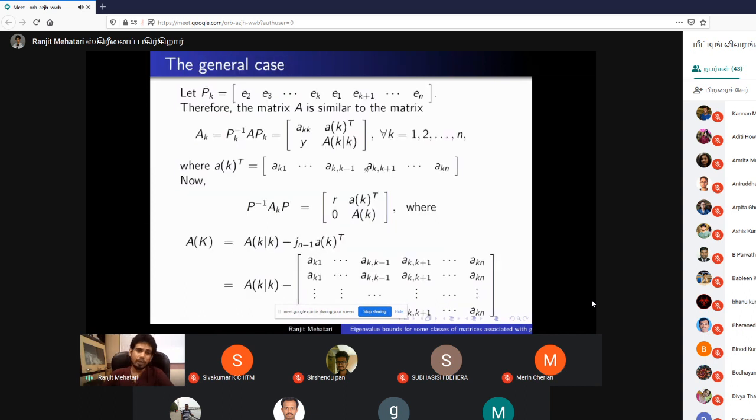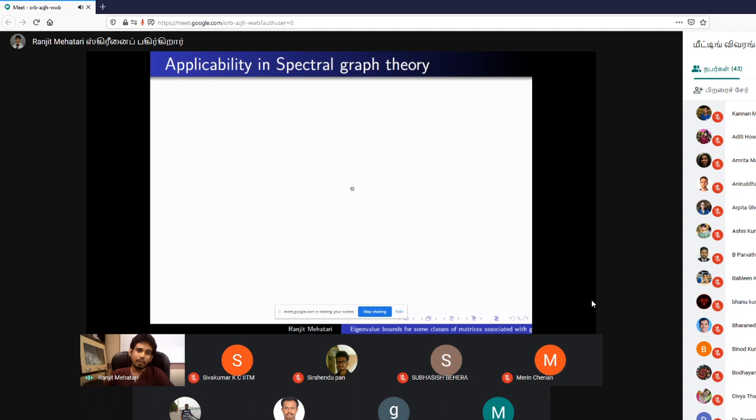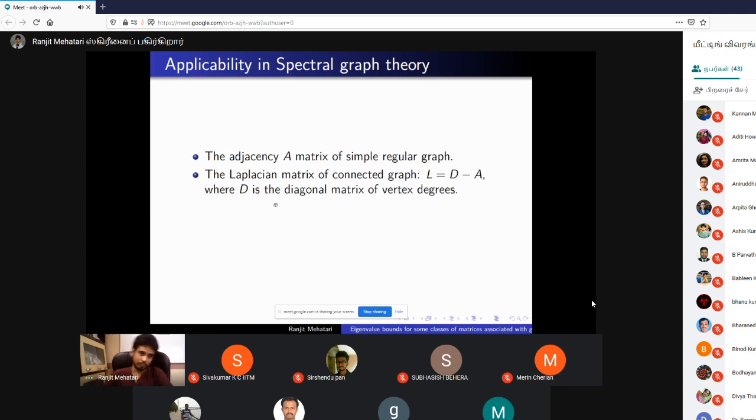So where can we apply these observations? First of all, note that for the adjacency matrix of a simple regular graph, the row sum of each row equals the regularity of the graph. Second, we can apply this result to the Laplacian matrix of a connected graph.